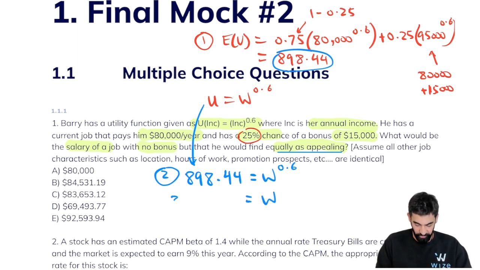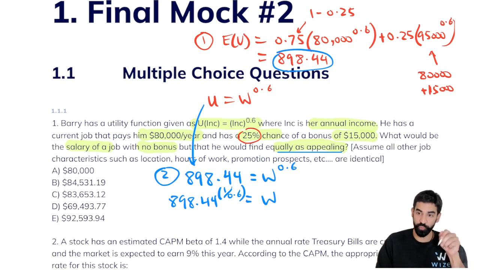So now if I solve for W, I would bring the 0.6 to the other side, and whenever you bring the exponent to the other side, it becomes the power of 1 over that exponent, so it'd be to the power of 1 over 0.6, or you could do 0.6 root of 898, same thing. So whenever you bring the exponent to the other side, it becomes the power of 1 over. You could plug that in your calculator in one shot, just make sure you use brackets.